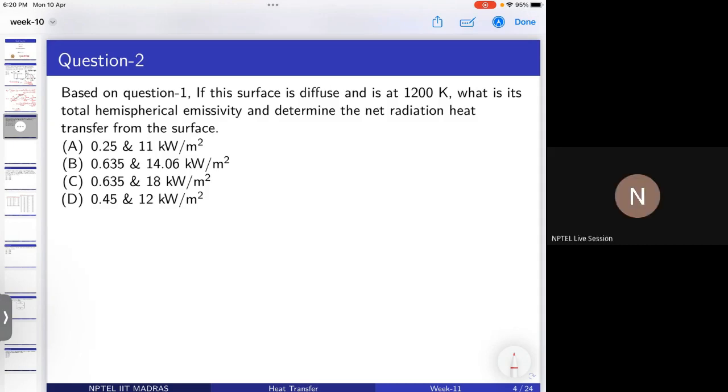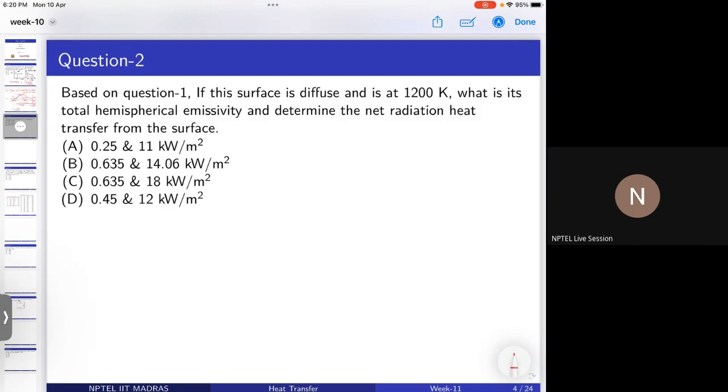So all black bodies are not diffuse, or diffuse bodies are not black bodies. So you should understand that. In diffuse bodies there is no variation with respect to theta; the intensity is independent of the spatial orientation or the theta value. I think you should make it clear.